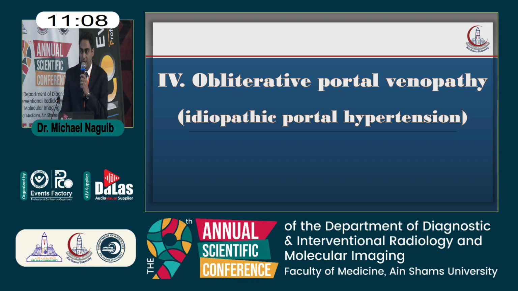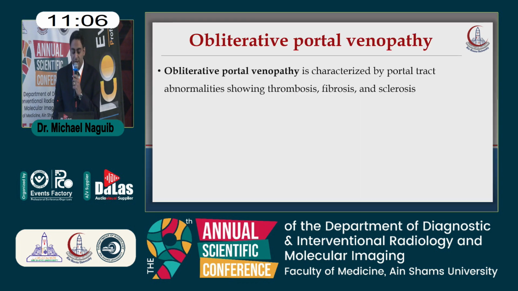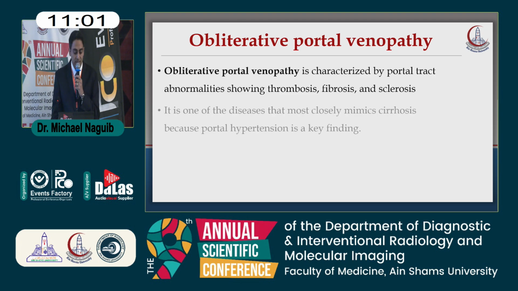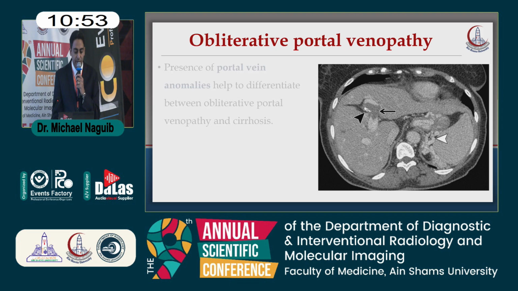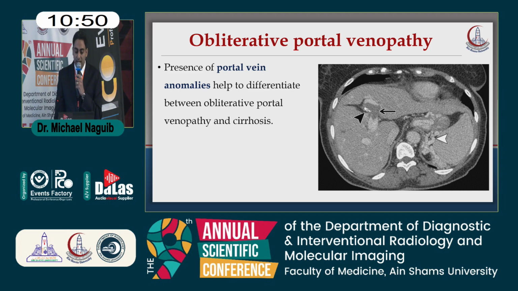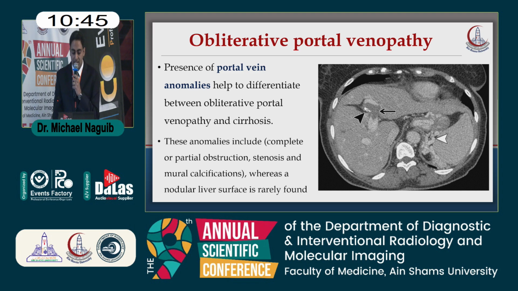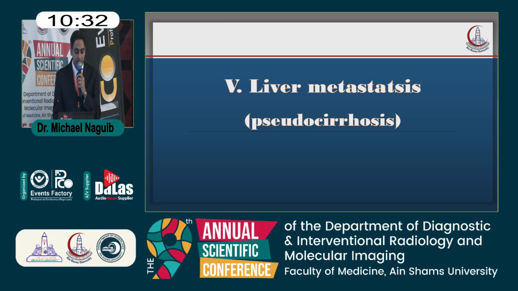Fourth, with obliterative portal venopathy. Obliterative portal venopathy is characterized by portal tract abnormalities, including thrombosis, fibrosis, and sclerosis, and it's one of the diseases which closely mimics cirrhosis, as the portal hypertension is a key finding. Presence of portal vein anomalies helps to differentiate between obliterative portal venopathy and cirrhosis. Anomalies like complete or partial obstruction, stenosis, and mural calcification are usually found in obliterative portal venopathy. Also, the nodularity of the liver surface is rarely found.